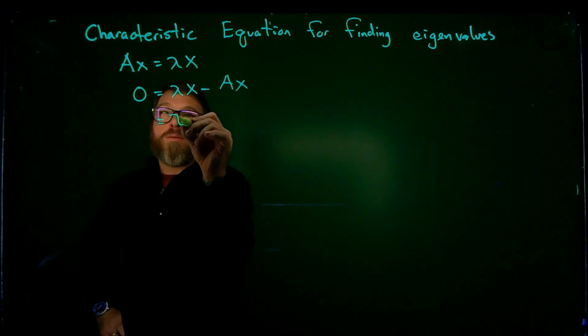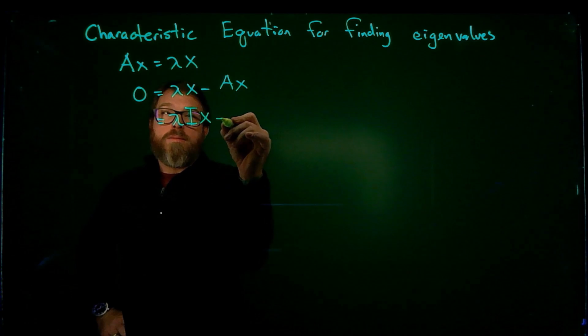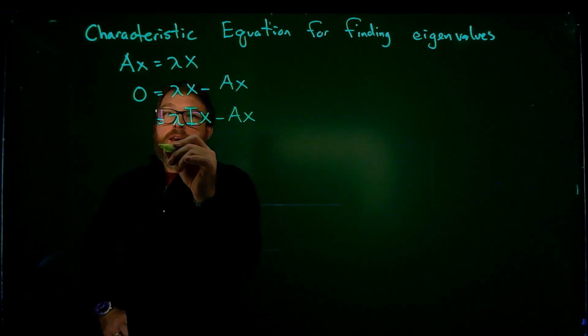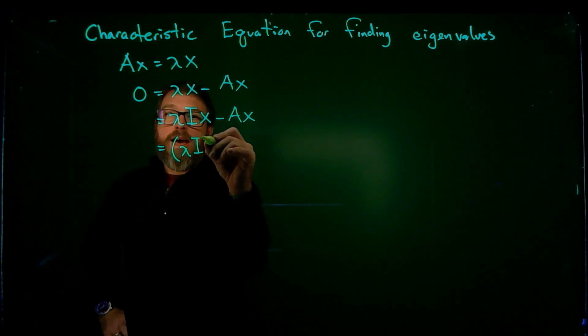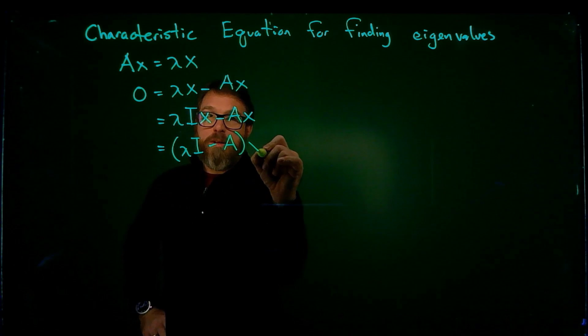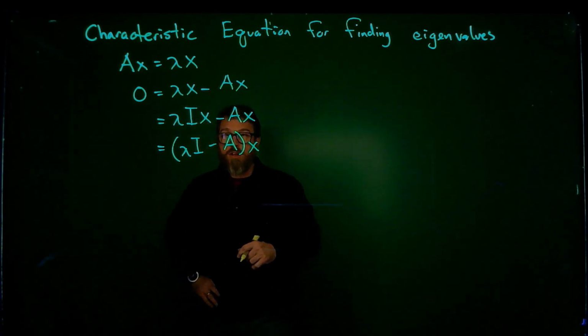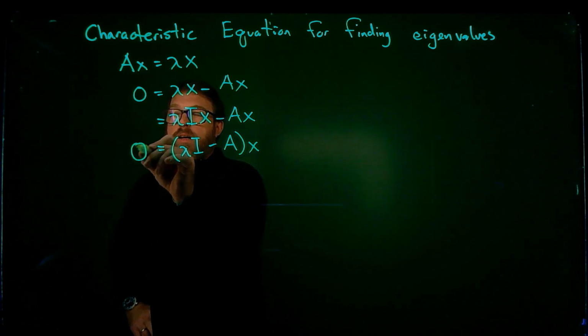So I have to multiply lambda times I first, minus A, times x. And now when I factor this x out, this is now still a matrix. So we need to be careful with our matrix algebra, or arithmetic. And this is going to be equal to 0.